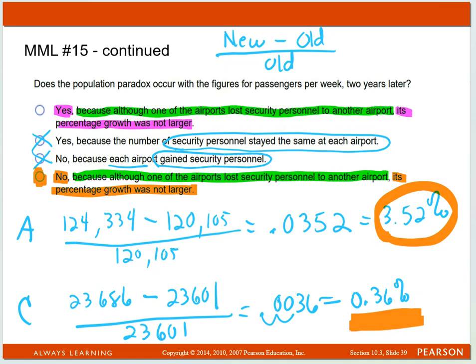Its percentage growth was not larger. I was looking at A for some reason. I don't know why, because I was like, well, A is larger. But A wasn't the one that lost a security personnel. C was the one that lost it. And that's okay, because A was growing faster. It makes more sense. A should get it. If it had been the other way around and A had lost the person, and that 3.52 is bigger than 0.36, then I'd say yes.